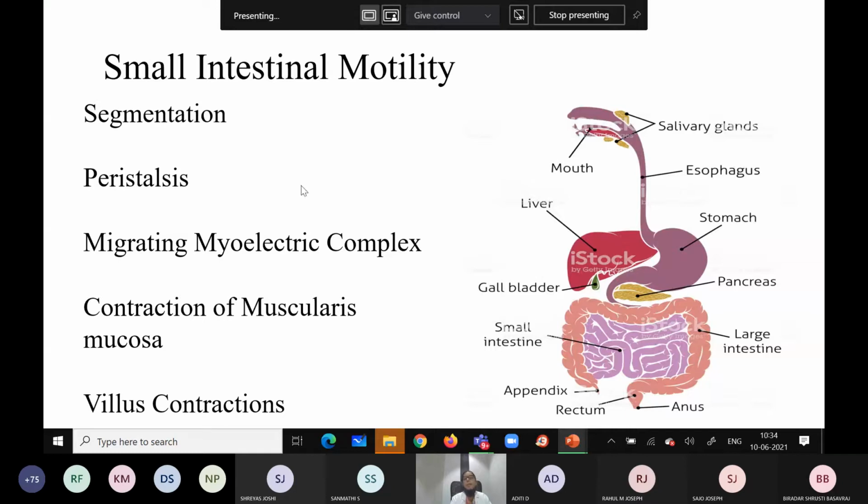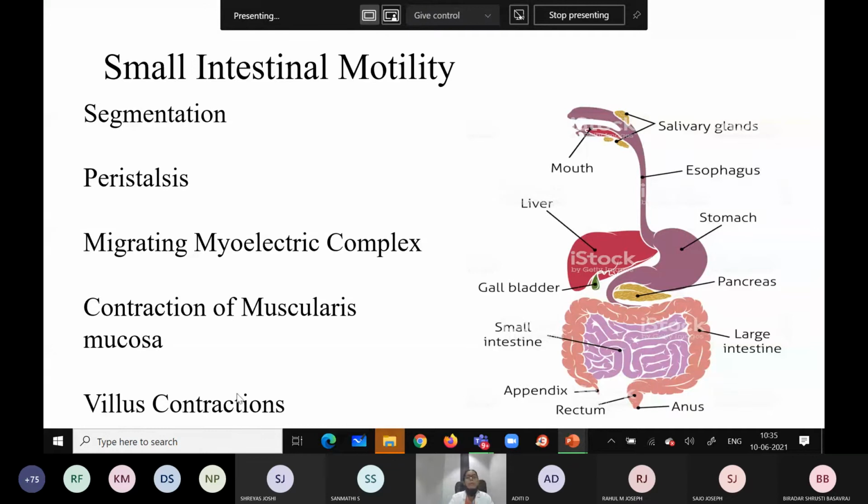As in the case of the stomach, we have seen hunger contractions. Even we have seen migrating myoelectric complexes in stomach also. Peristaltic movement also is there in the stomach. But here we have the villus contraction and segmental contraction. These are not there in the stomach, and peristaltic contractions are very classical in case of intestine. They are not that much in the stomach, but they are very classical in small intestine.